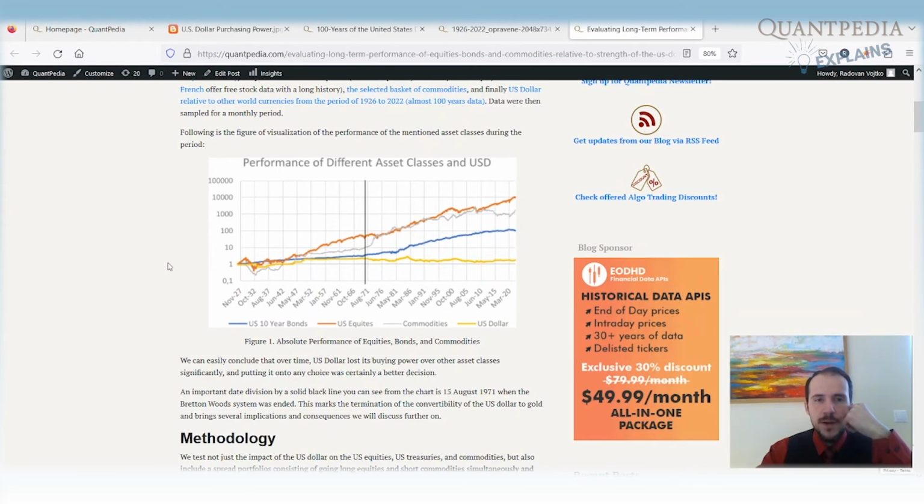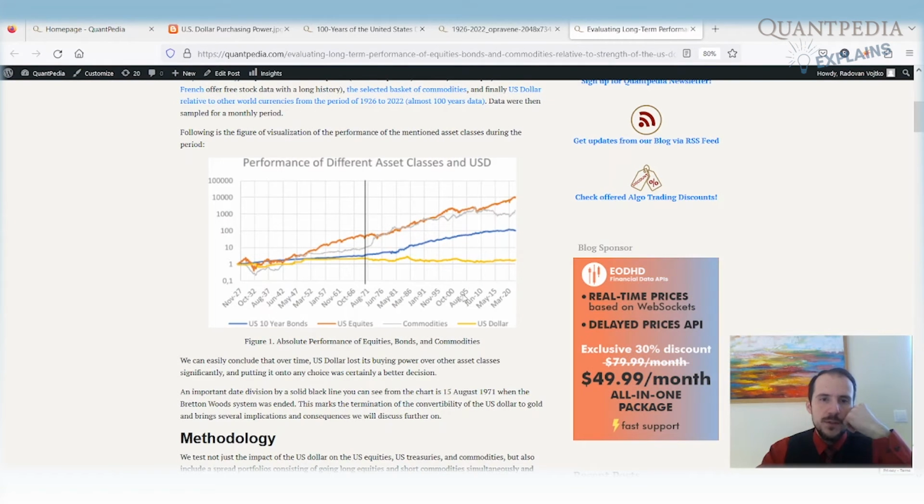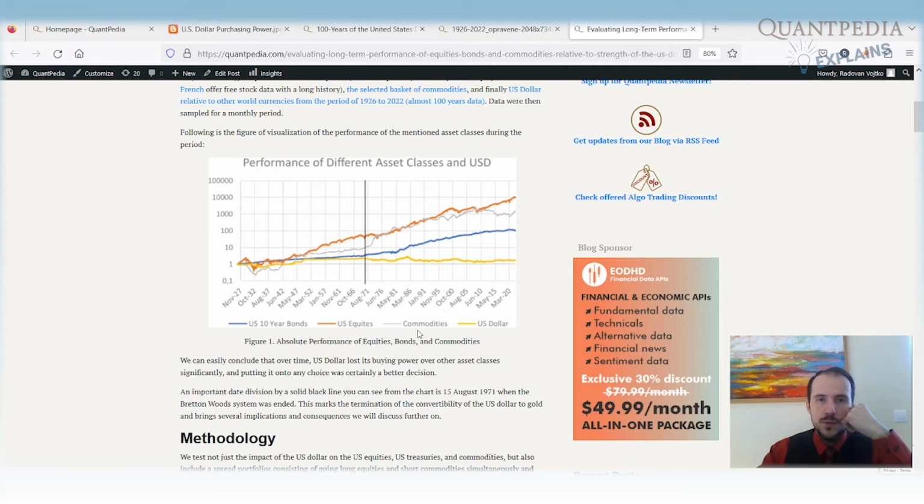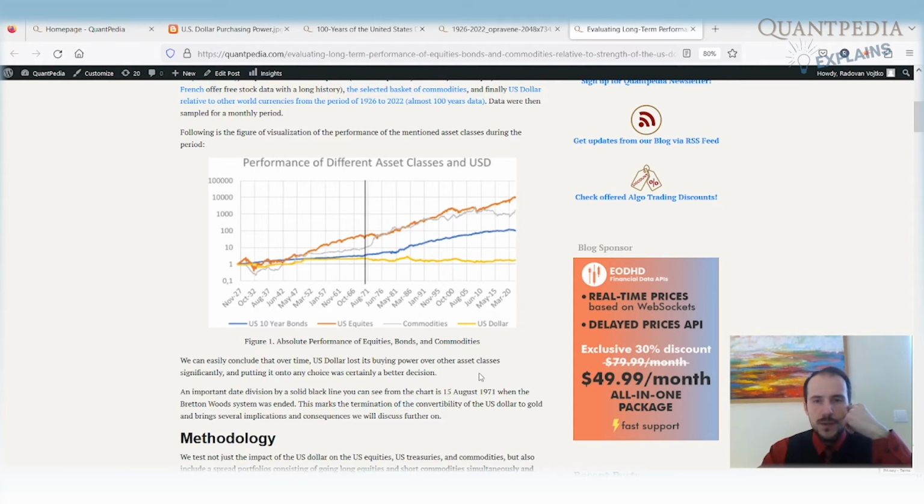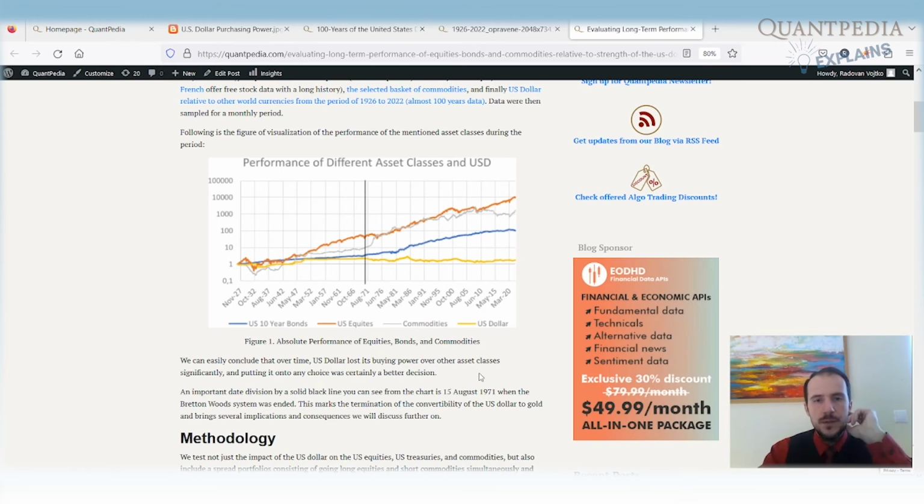So here we have a chart. Of course, the performance of the other assets is much better than the US dollar. With US 10-year bonds, US equities, and commodities, you can earn a lot more money than just having the money parked in US dollars. So that's the reason why we invest and why we do not let our money sit somewhere in a bank.